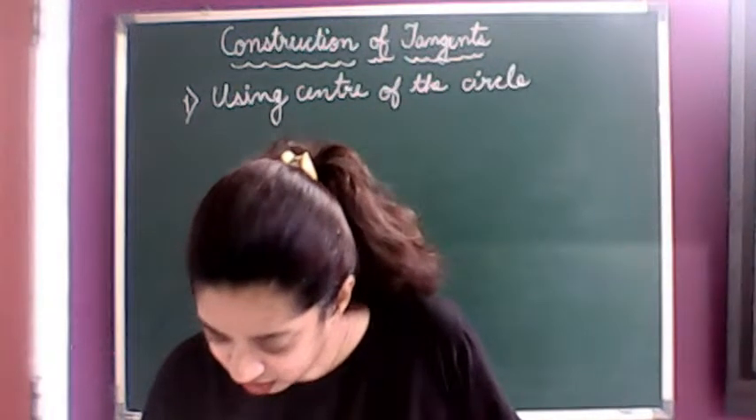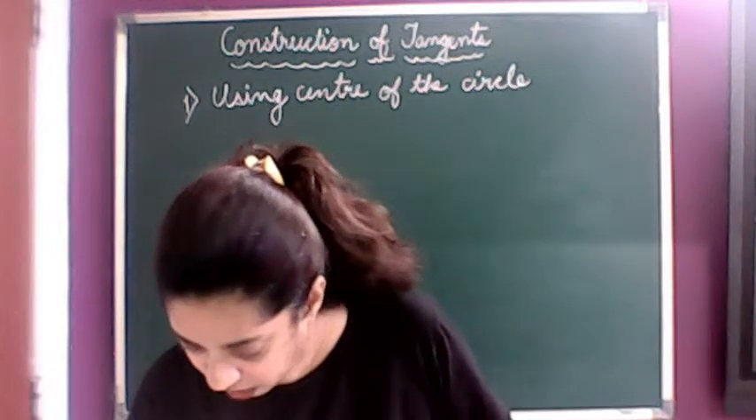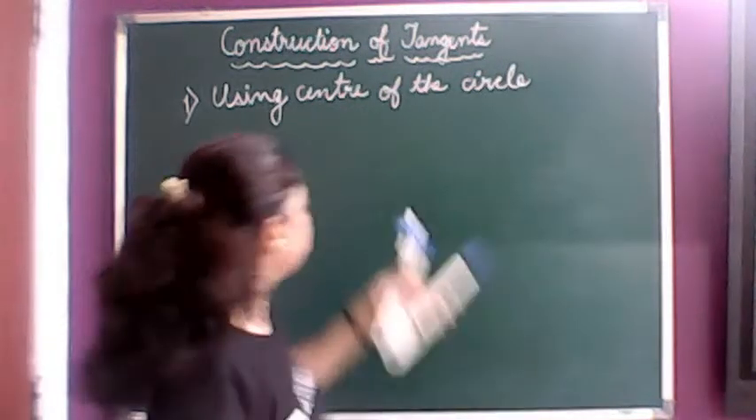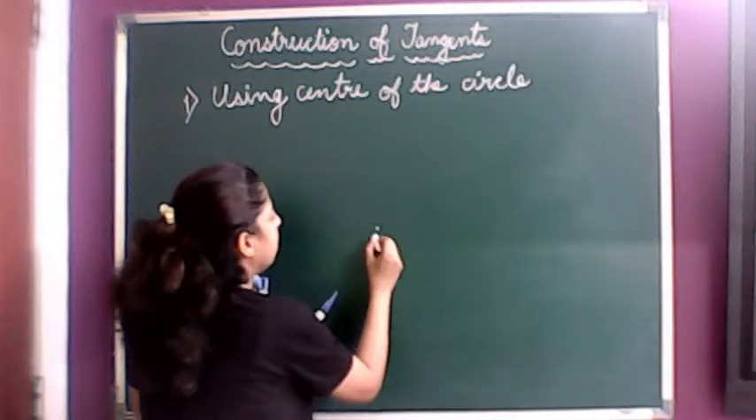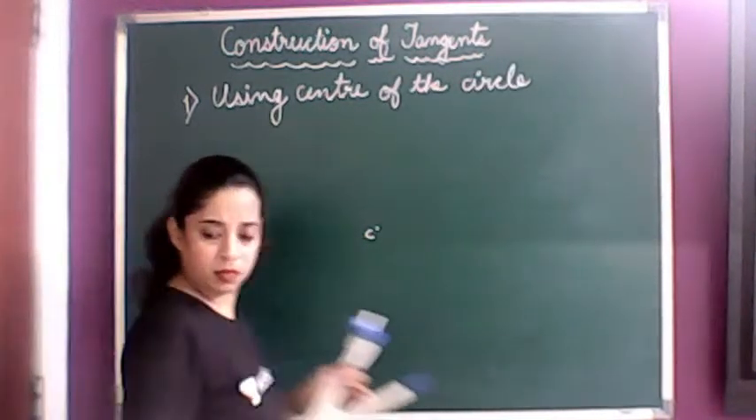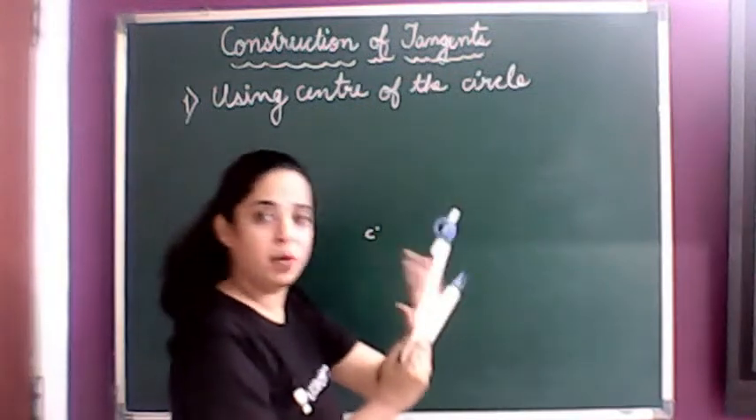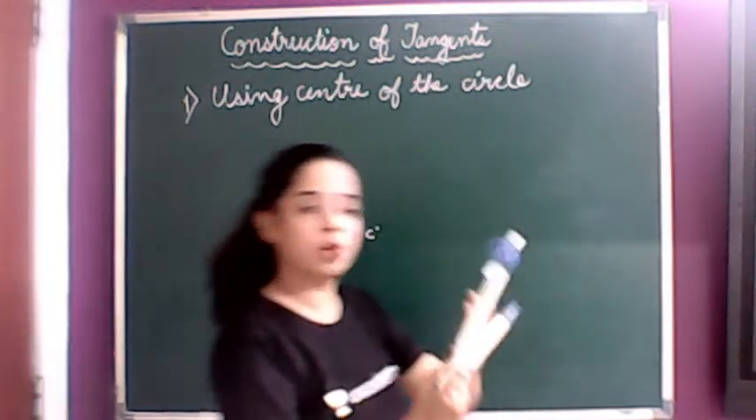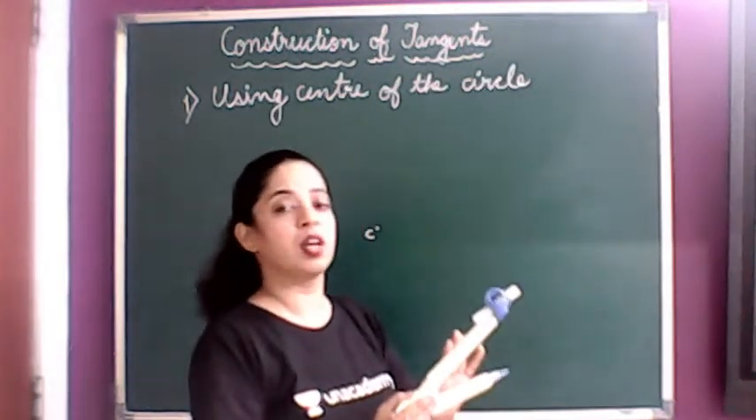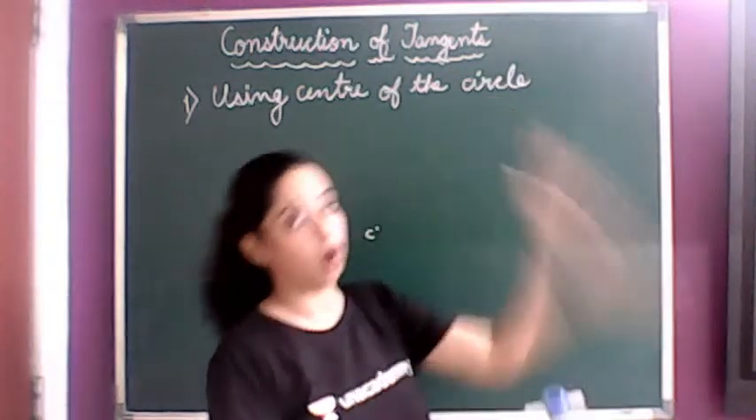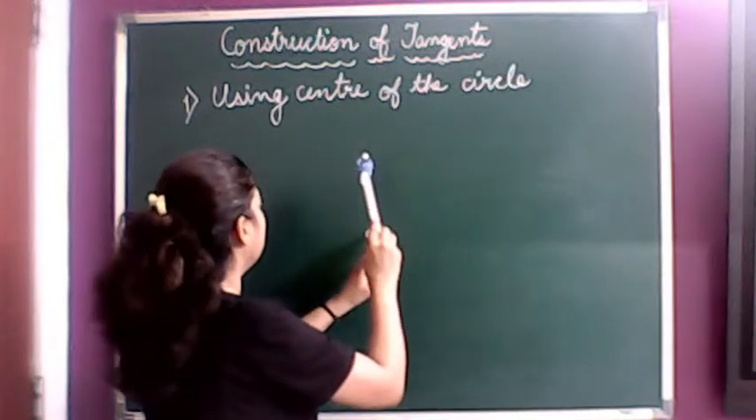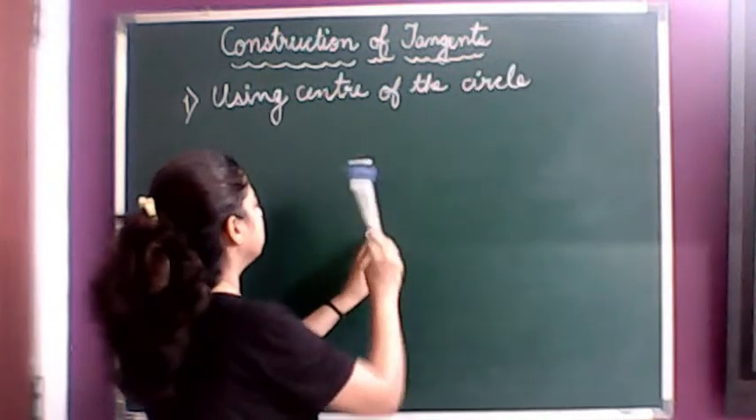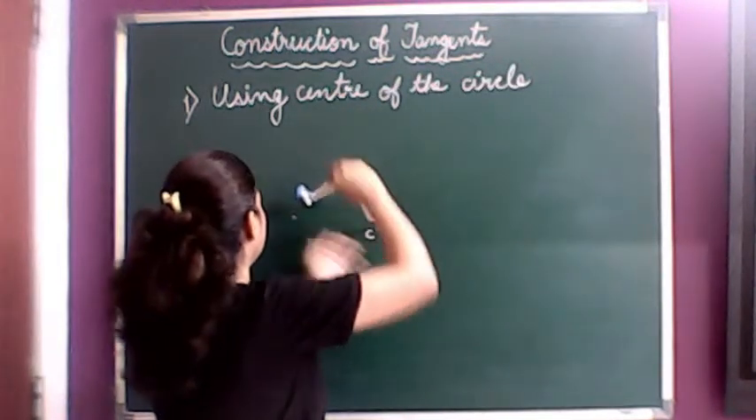Are you guys there? Okay, let's start. I draw any circle, say with center C. I take the required measurement from the question paper. You will be given something like, draw a circle of 5 centimeters and draw a tangent to it. Whatever measure is given, you keep the compass at center C. You know how to draw a circle, right?